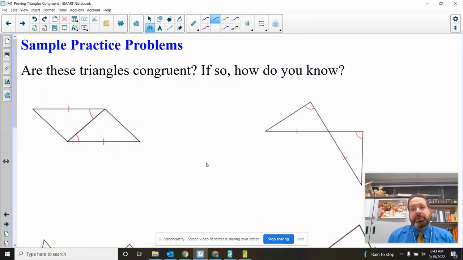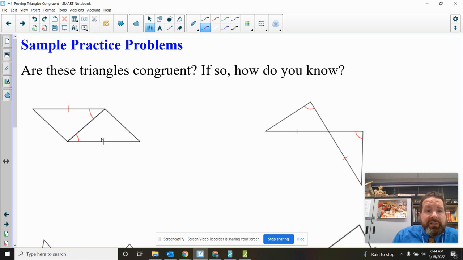As you open up and look at your core practice sheet, you're going to see there are two types of questions. The first is this type. Given a picture with two triangles, are those two triangles congruent? And if you know they are, how do you know? So take a look at what we have.